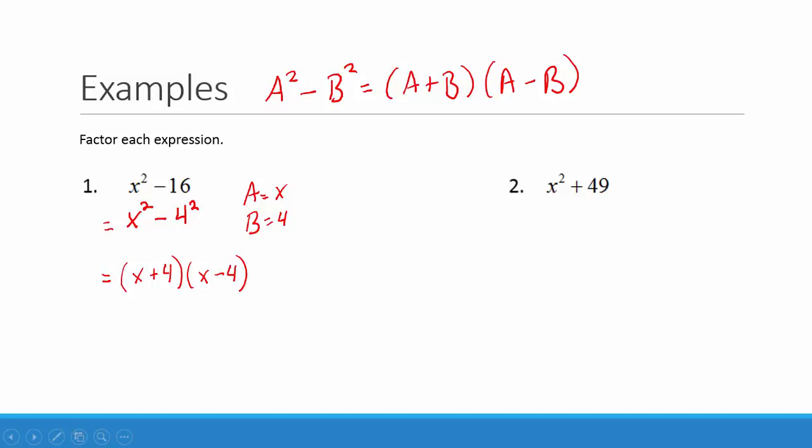In our next example, we can rewrite this as x squared plus 49, which is 7 squared. Notice this is a sum of two squares, not a difference of two squares, and we cannot factor this. So this polynomial is prime.